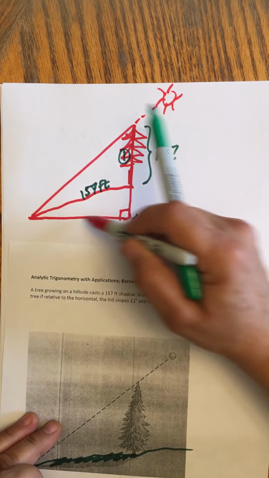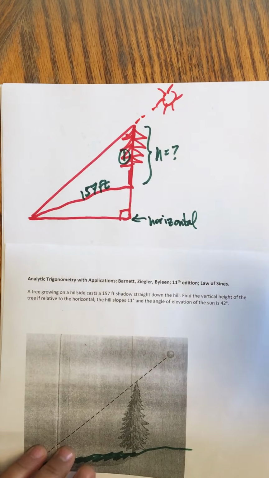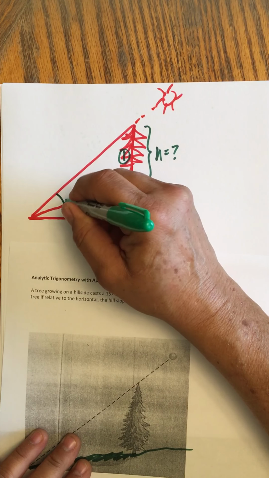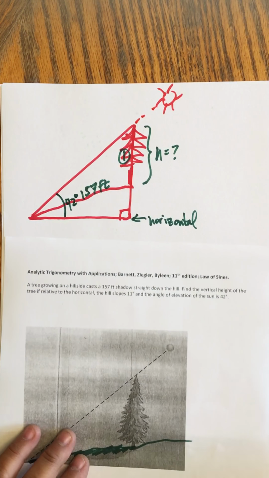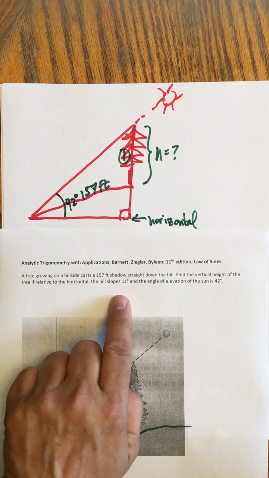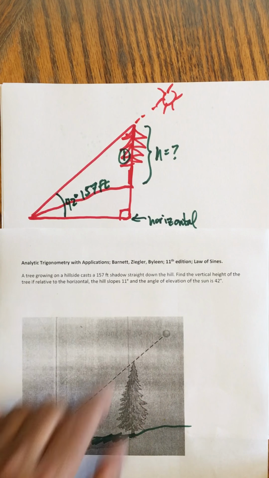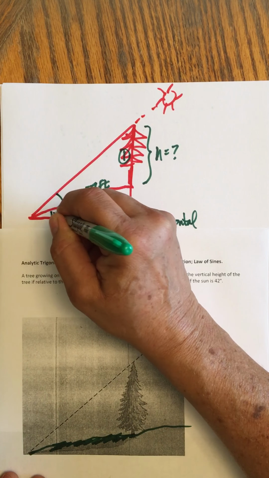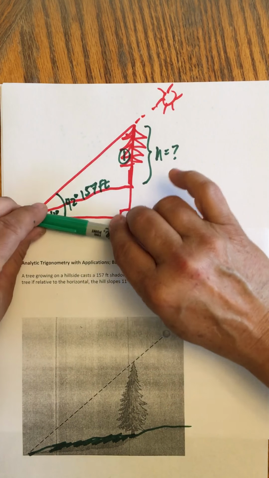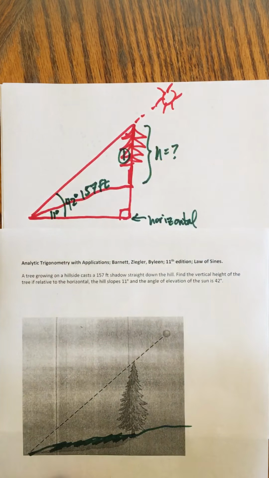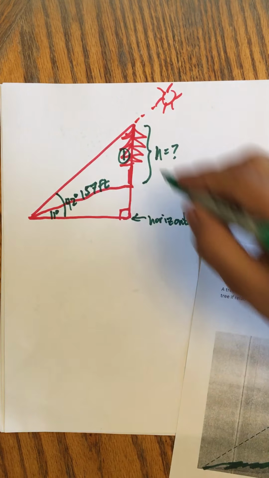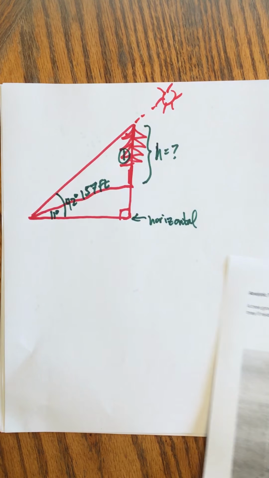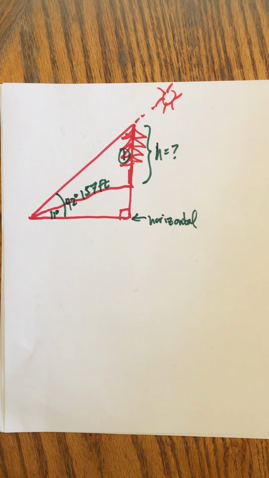So that would be this triangle right here. Then that means this whole angle right here is the angle of elevation, 42 degrees, okay? So then this 11 degrees, the hill slopes at 11 degrees, meaning this little piece in here. So this is 11 degrees, from the horizontal to the hill, that's the slope of the hill, okay? So there's your labeling, which is challenging. This can get challenging.